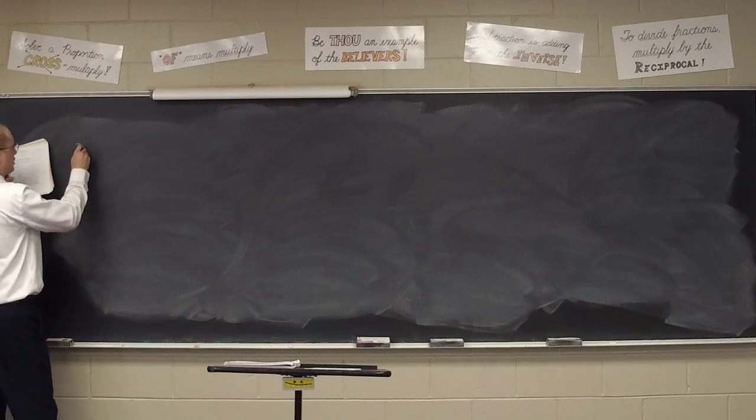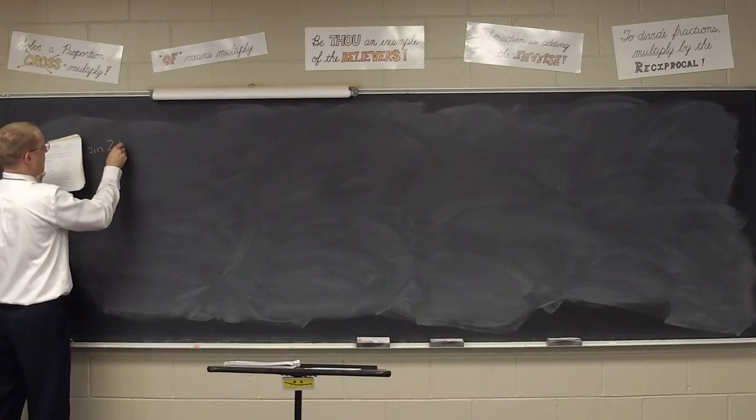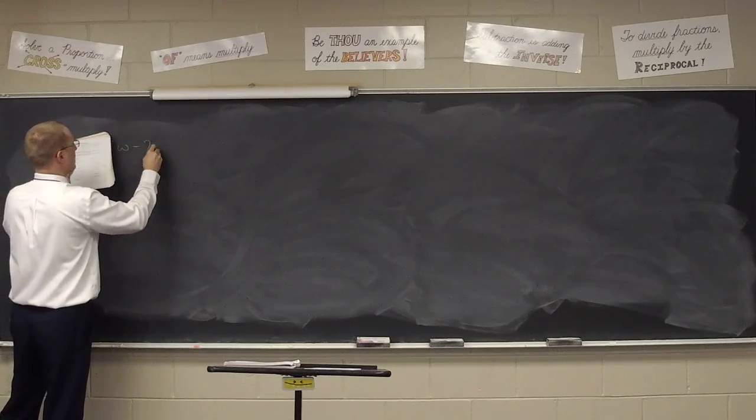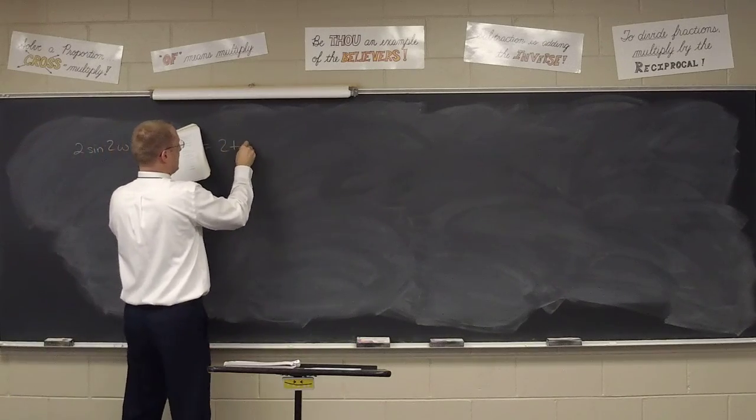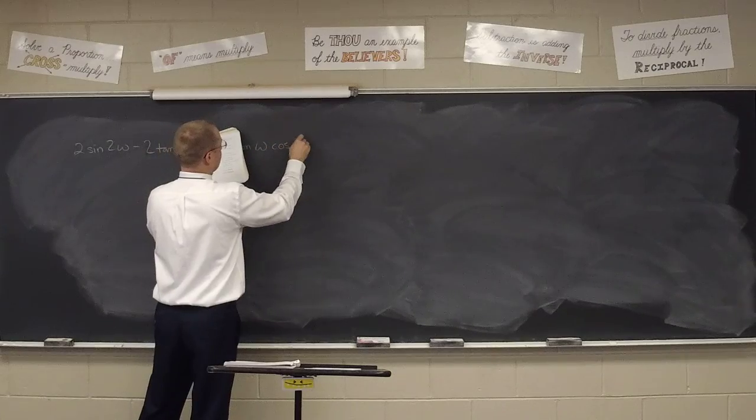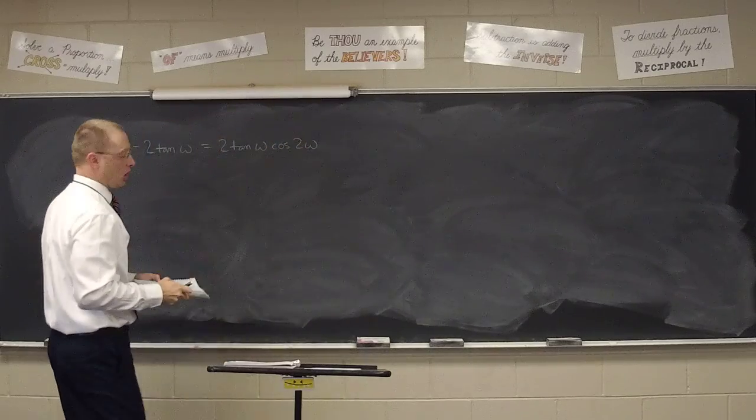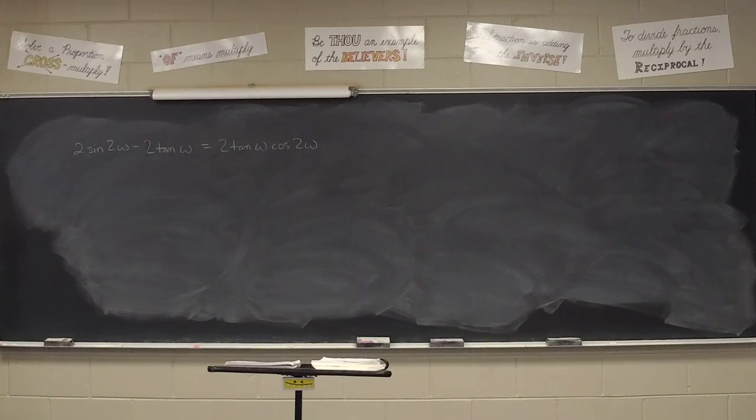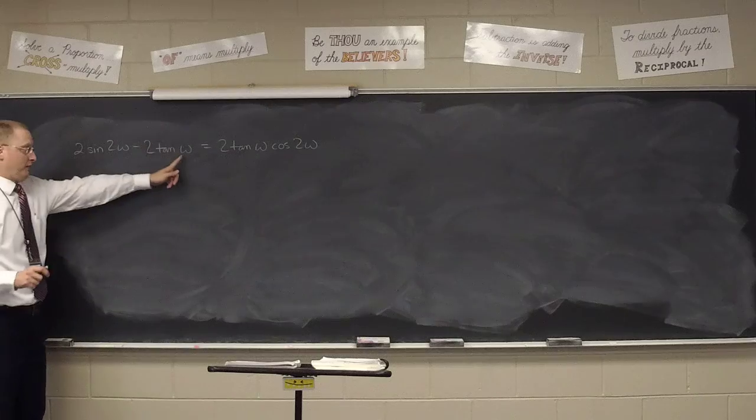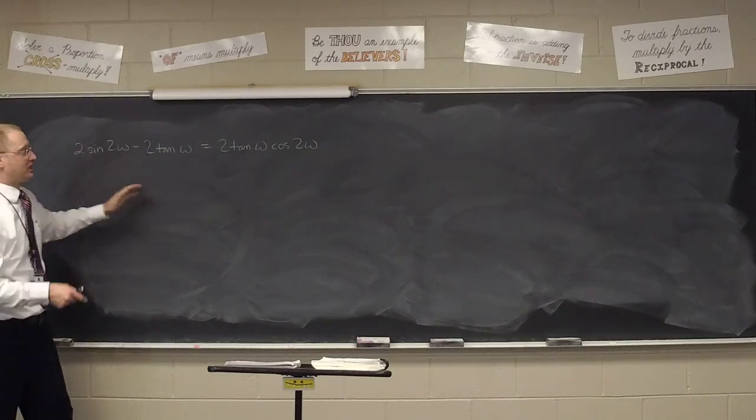Number 30, we have 2 times the sine of 2 omega minus 2 times the tangent of omega equals 2 tangent omega cosine 2 omega. And here's the hard part. Both sides have a double angle. But which side is still more complicated? Left side has 2 terms. Good, Chris. This side still just has 1.